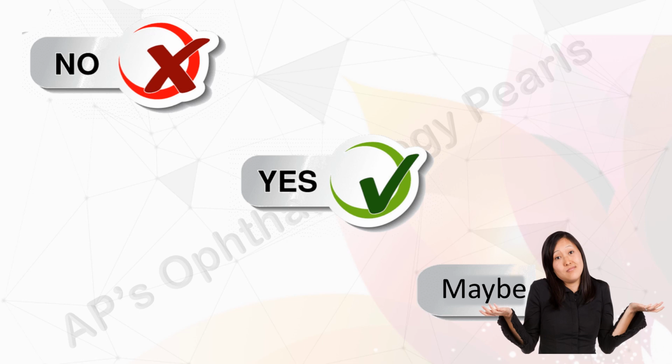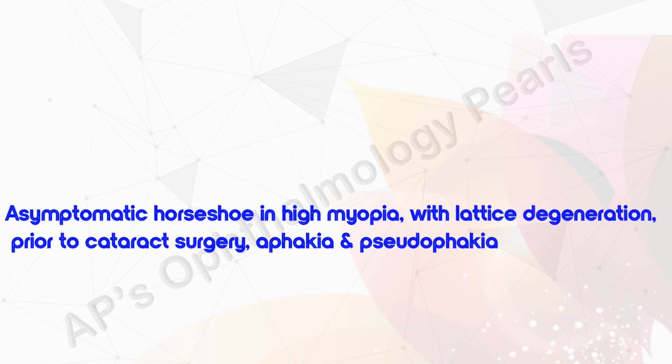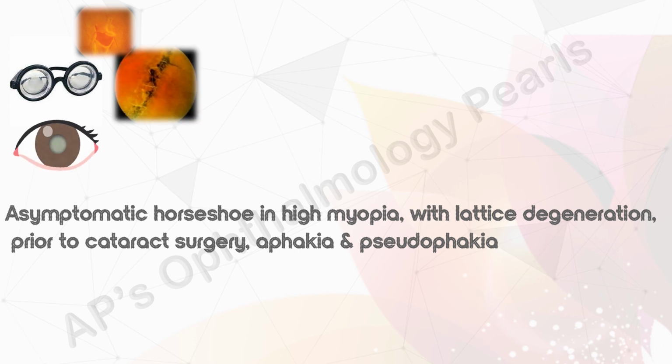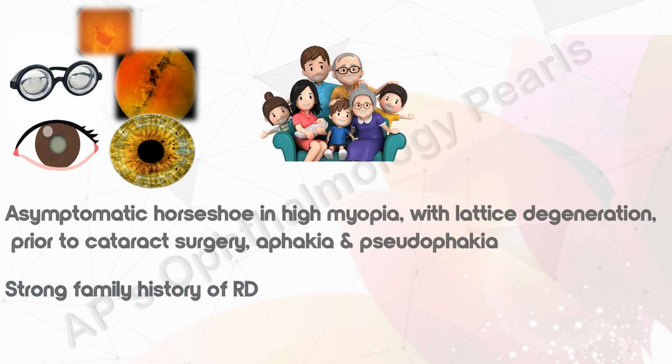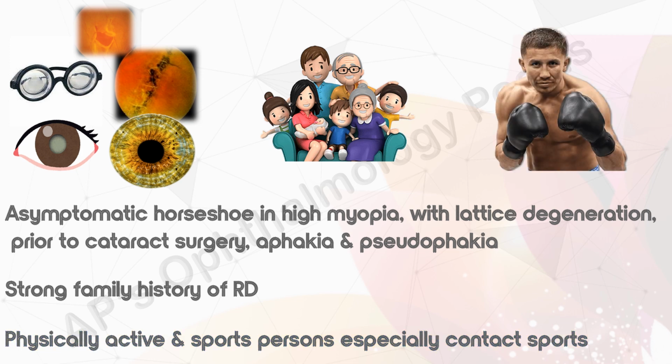There are conditions where there are no clear-cut guidelines, but many people do treat: asymptomatic horseshoes associated with high myopia, with lattice degeneration, prior to cataract surgery, aphakia and pseudophakia, where there's a strong family history of retinal detachment, and in physically active and sports persons, especially contact sports.